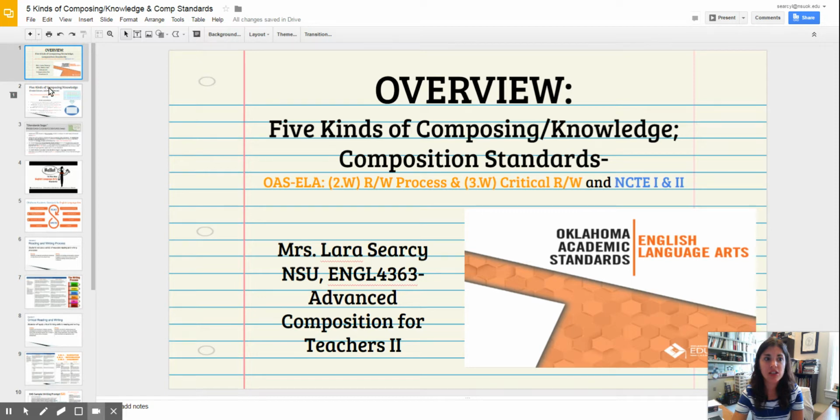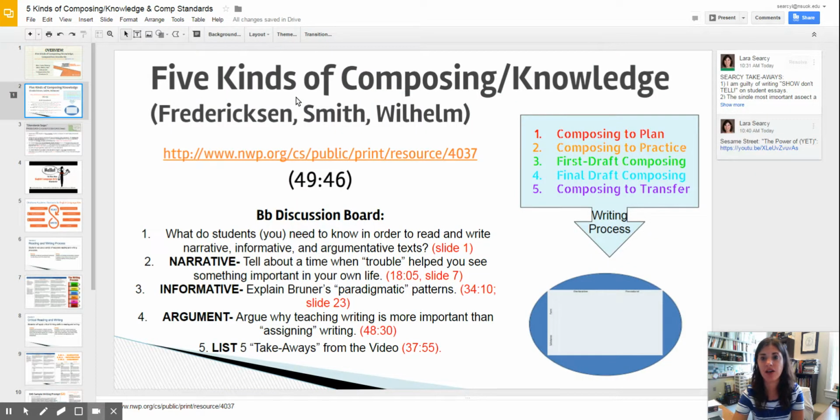So first, I want to talk about the 5 kinds of composing and the different types of knowledge. This comes from our textbook authors, Fredrickson, Smith, and Wilhelm, and they actually just presented in 2012 at the National Writing Project on this topic. So to get some background information, I have given you a couple of chapters from the textbook to review, but I also want you to hear from the authors themselves this definition of the 5 kinds of composing.